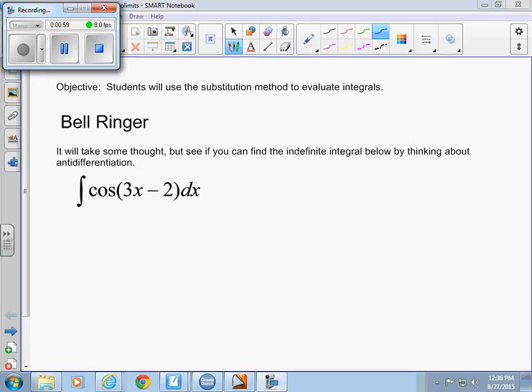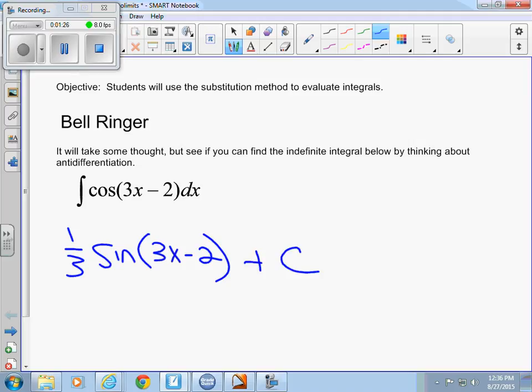First, you have to do the cosine, you can change it to sine. Okay, the function that has cosine as its derivative is sine. The inside would have to stay the same. However, if I take the derivative of sine of 3x minus 2, I don't get cosine of 3x minus 2. I get cosine of 3x minus 2 times 3. So how could I compensate for that?